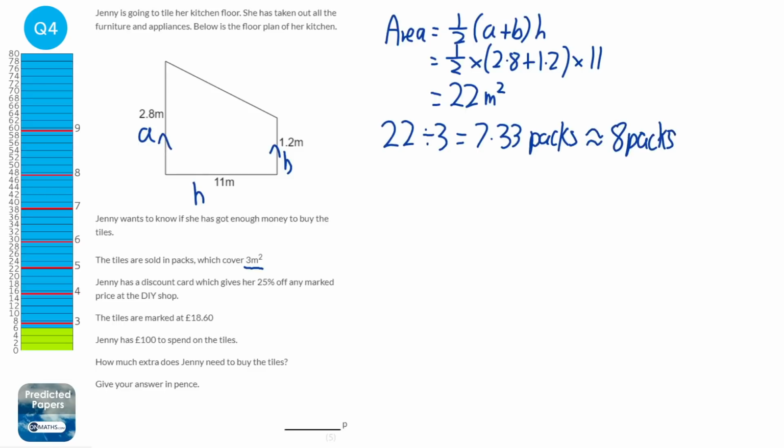Okay, the next thing we look at is the fact that Jenny has a 25% discount. So we need to find out what 25% discount would do to the £18.60 for the pack of tiles. And so what we're going to do is we're going to get the £18.60 and we're going to times it by 0.75.